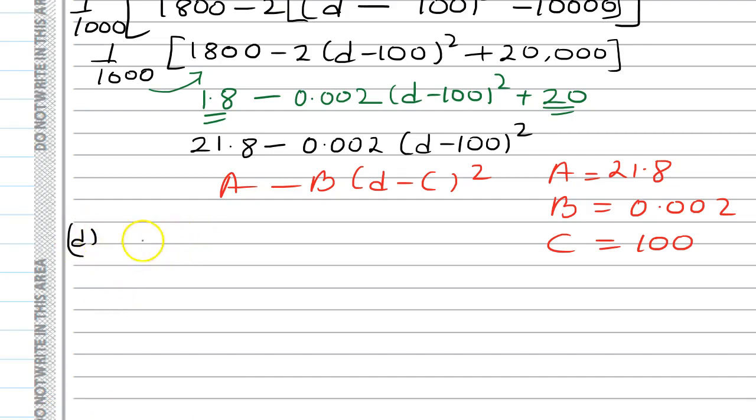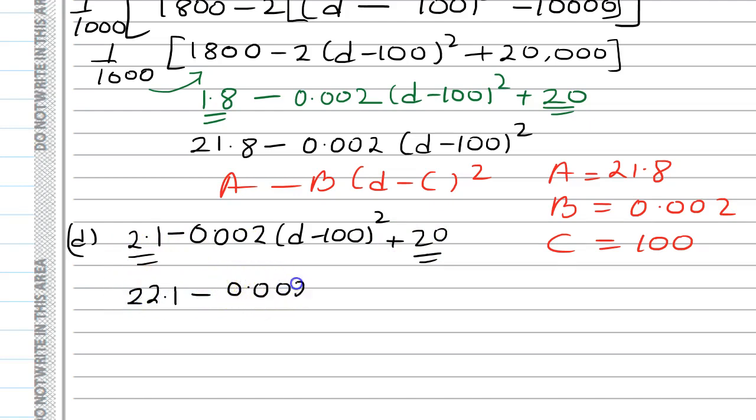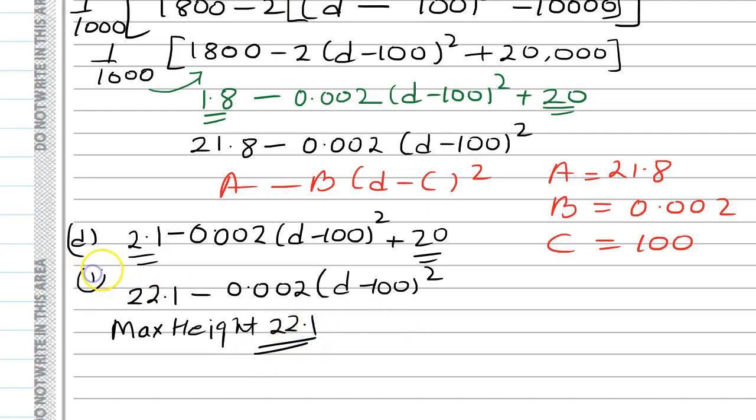So let's write down: it is 2.1 minus 0.002 d minus 100 square and plus 20. Here we use 20 and plus 2.1, so it will be 22.1 minus 0.002 d minus 100 square. So it means here maximum height will be 22.1. Okay, that is your first part. And the second part is here, question D, second part.